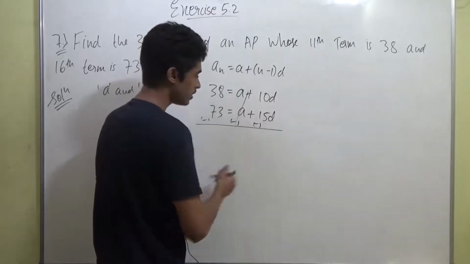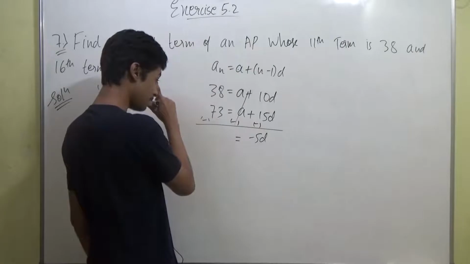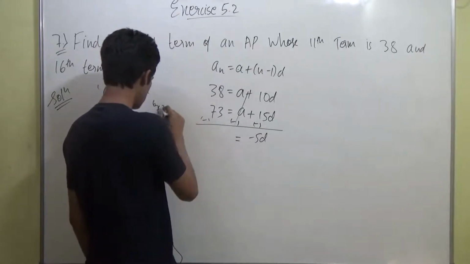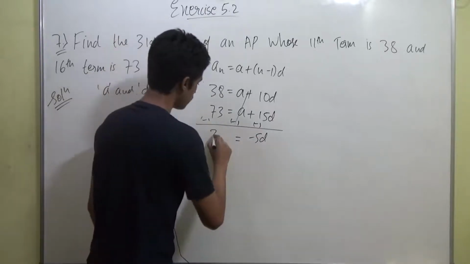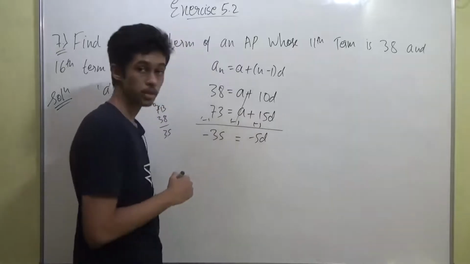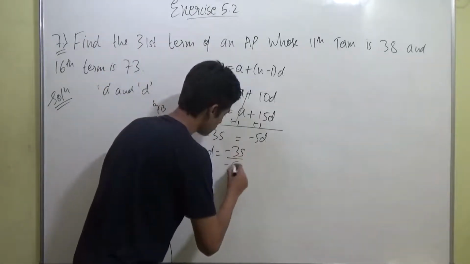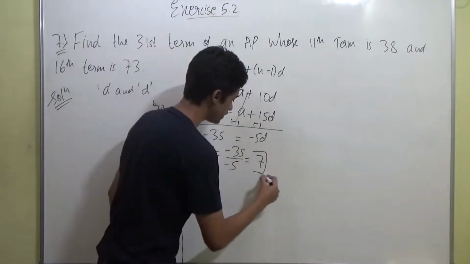A and d will get cancelled. This will become minus 5d equal to, so this becomes 38 minus 73. 2 plus 3, 5, 35, right? So it becomes minus 35 equal to minus 5d. So d will become equal to minus 35 by minus 5 equal to 7. Minus minus will get cancelled. You will get d as 7.